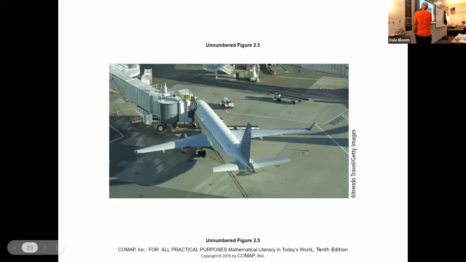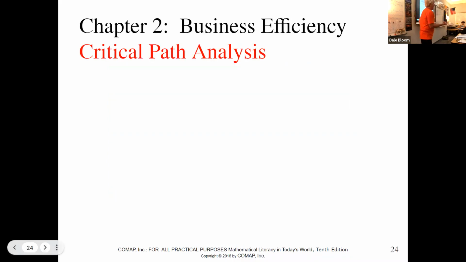Okay, so we talked about the plane turnaround problem. That was what we did in our notes. Right behind that page on your handout, there's a blank page. Right after that, there's something called critical path. And when we're talking about critical path, we're talking about business efficiency. Okay.